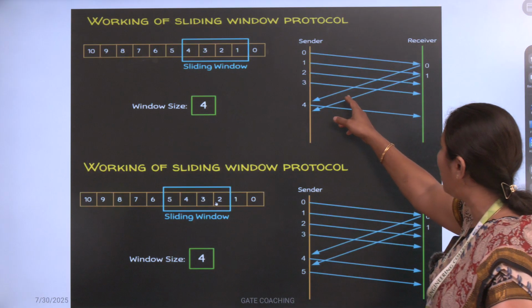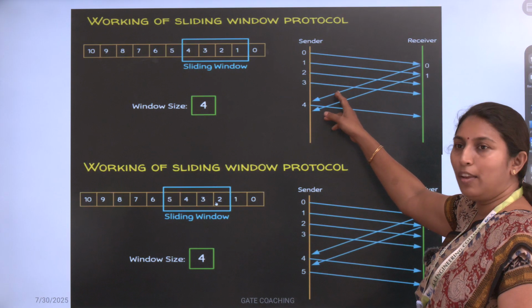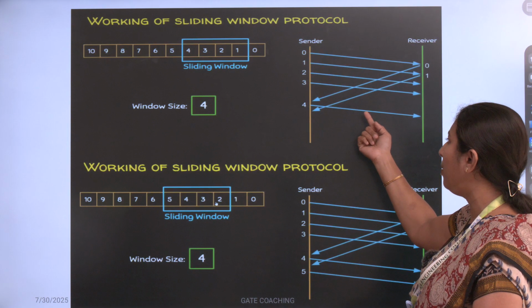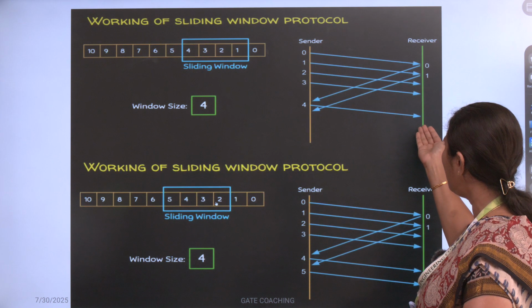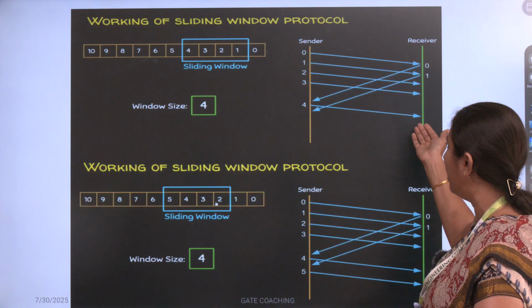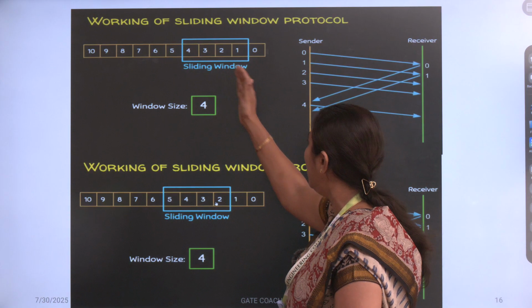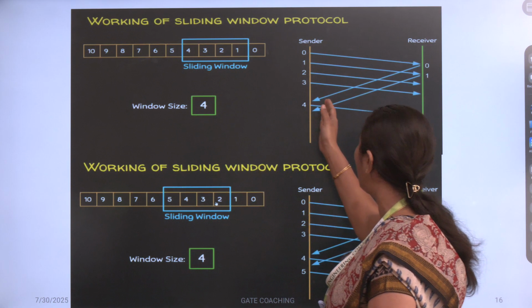After receiving the acknowledgement from the receiver for frame 0, there will be only 3 frames over here. So we can now send a particular frame to the receiver since the window size is 4. So we are sending the next frame, frame 4, over here, and the sliding window will be moved from 0, 1, 2, 3 to 1, 2, 3, 4.